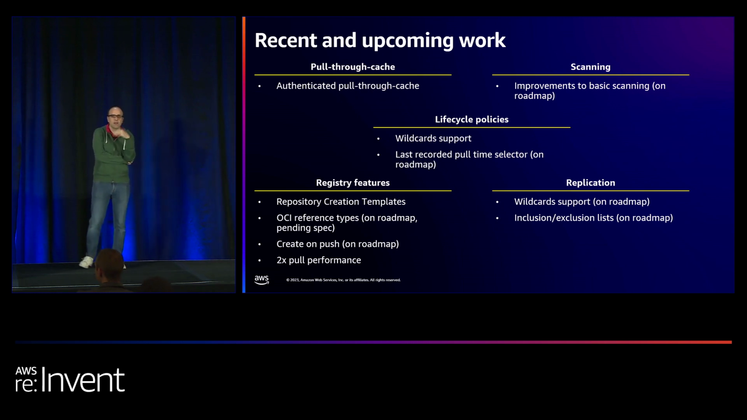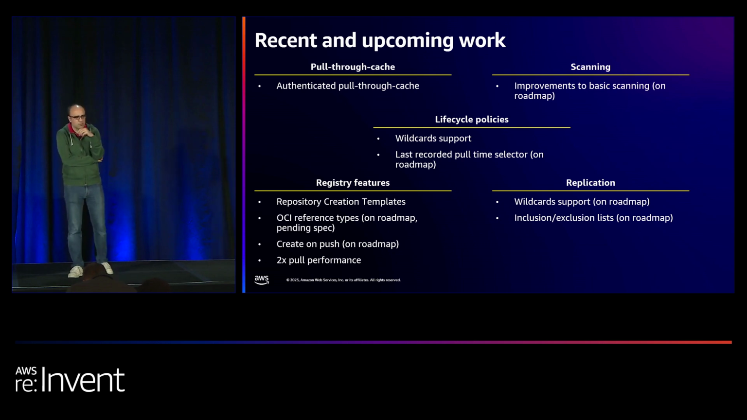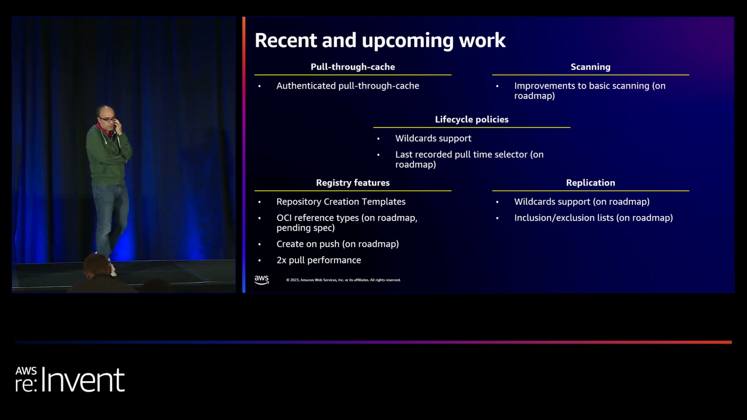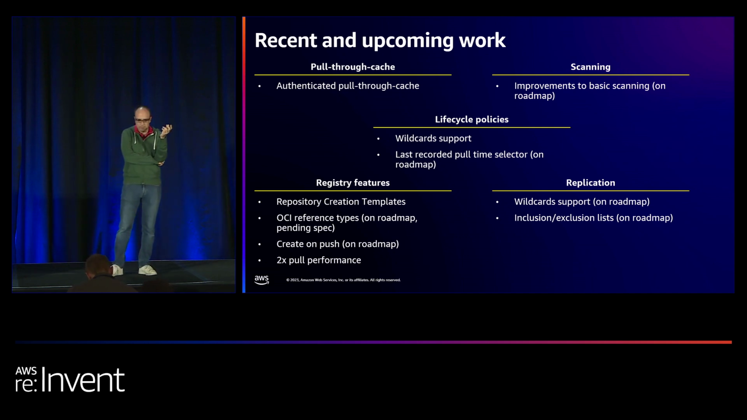For scanning, we're going to be working throughout next year on enhancing the capacity of basic scanning, covering more operating systems, delivering more support for customers. Just recently, we released support for AL2023, one of the Amazon Linux operating systems, into basic scanning as well.